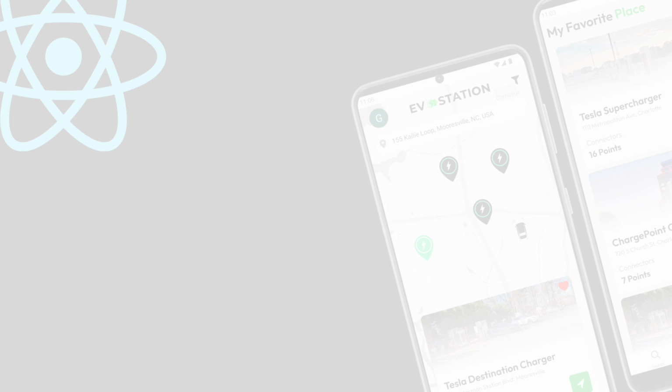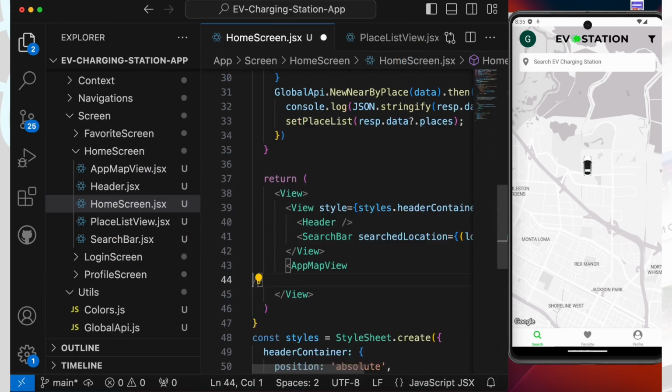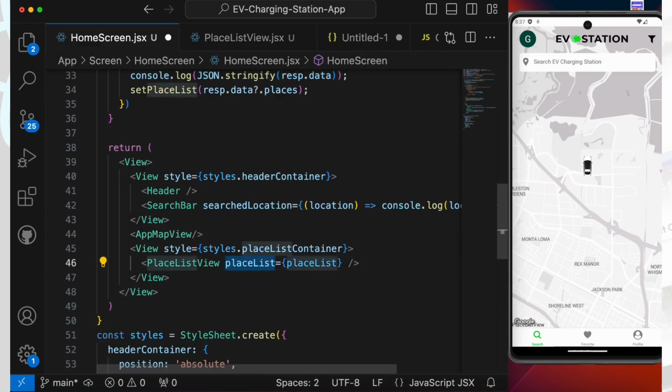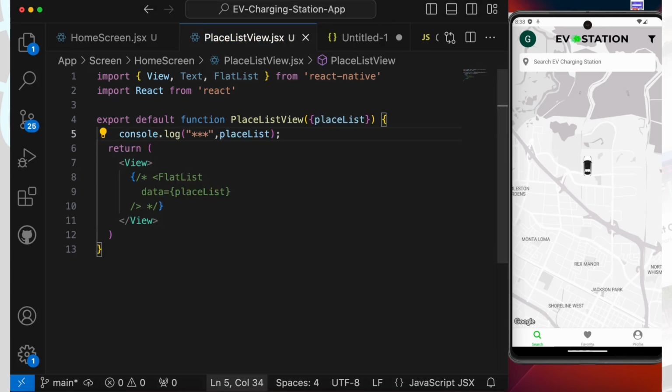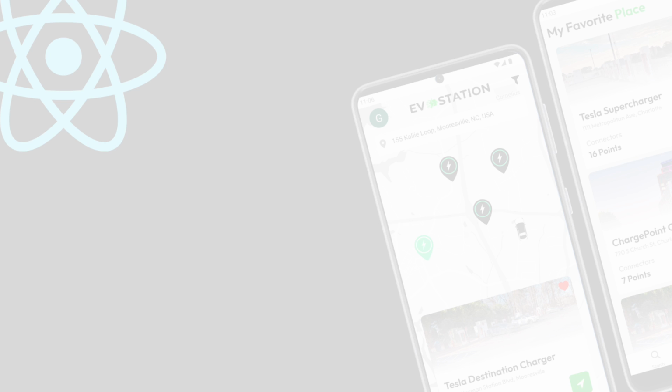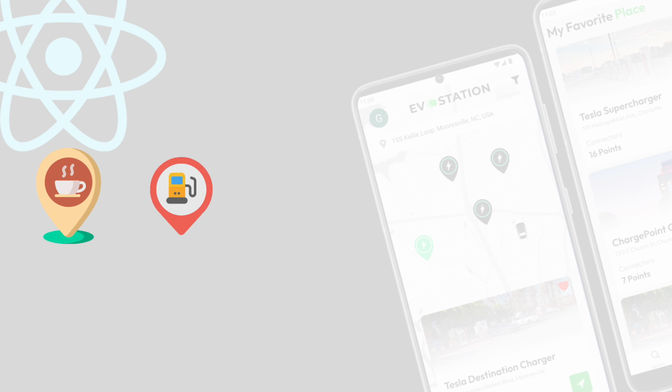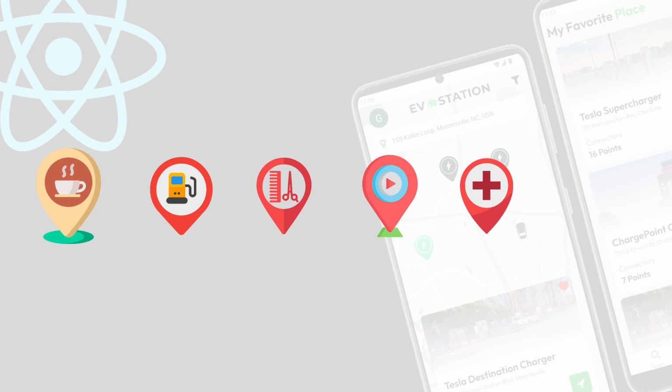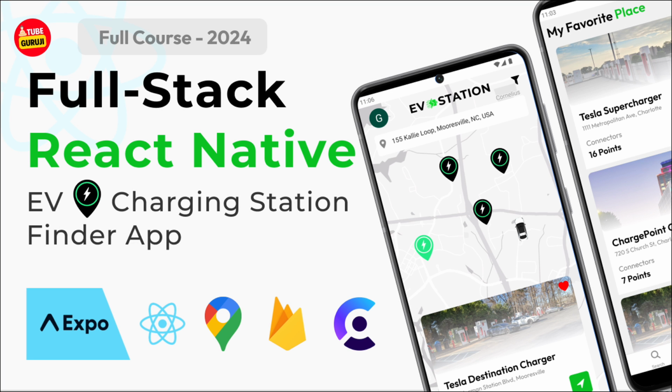If you learn how to build this application, you can build many applications having a similar kind of use case. For example, you can build a coffee shop finder, or you can also build an application to find a gas station, salon, play area, hospital finder, or maybe a restaurant finder as well. Okay, and this application is very easy to build and I am going to teach everything from the basics.